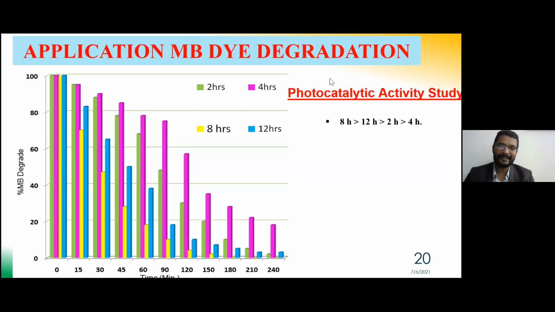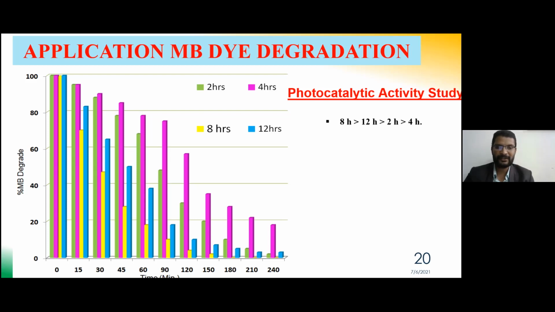For this dye degradation, we have taken 50 milligrams of zinc oxide. It's taken into 100 ml of 10 ppm methylene blue dye. We stir that solution for 15 minutes to try to get equilibrium, and after equilibrium we irradiate it with a 400 watt mercury vapor lamp.